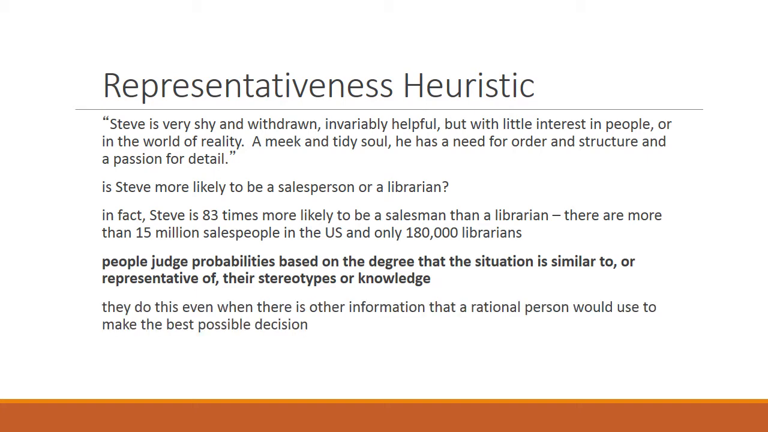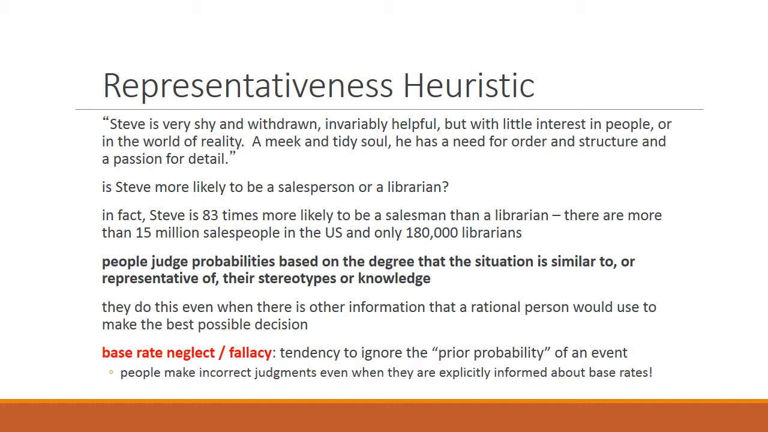And they seem to do this even when there's other information that a rational person would use to make the best possible decision. So this brings up the idea of base rate neglect, so the tendency to ignore the prior probability of an event. And that's just what I mentioned earlier, that there are more salesmen than there are librarians, and we tend to ignore this information when making these kinds of judgments. Instead, we go with this sort of gut instinct. Well, he has these characteristics that are more similar to a librarian than a salesperson, so we'll judge them in the librarian category, even though it's actually much less likely for him to be a librarian than it is to be a salesperson, based on the number of people in each of those categories.